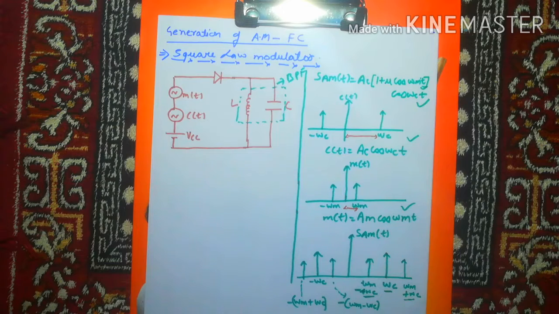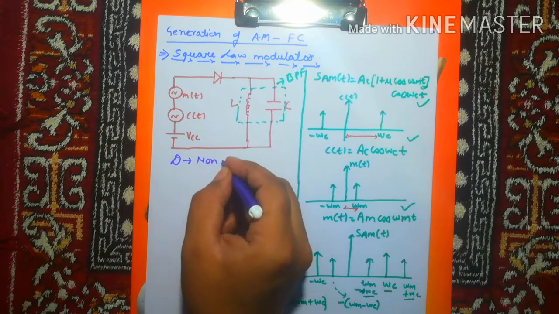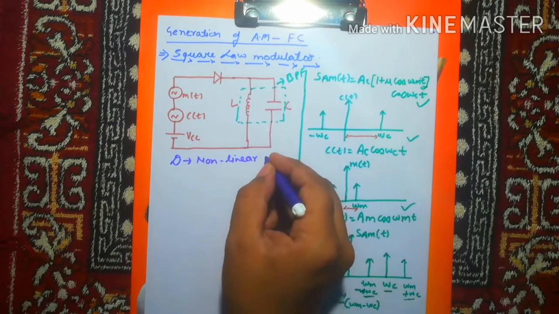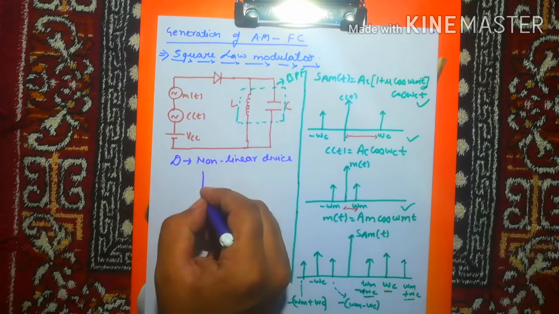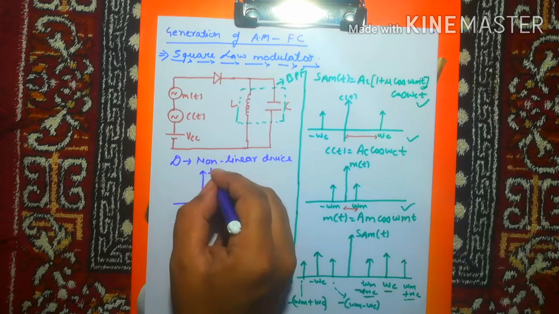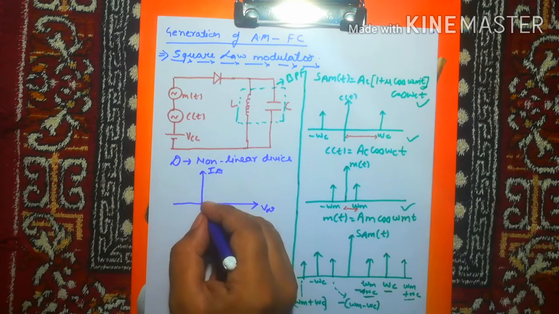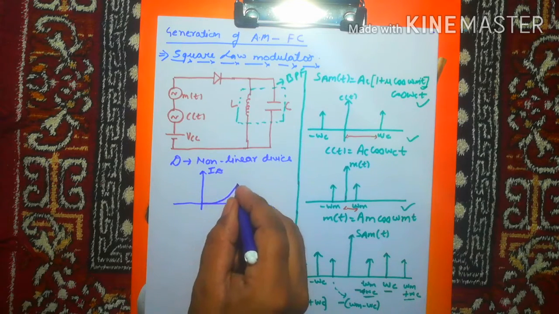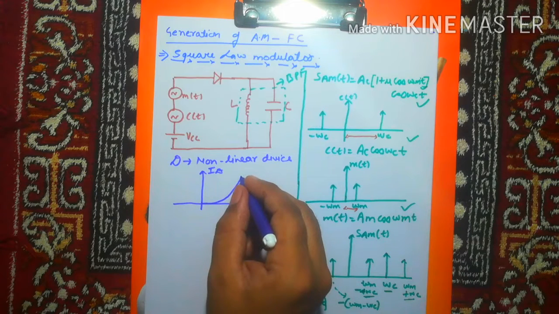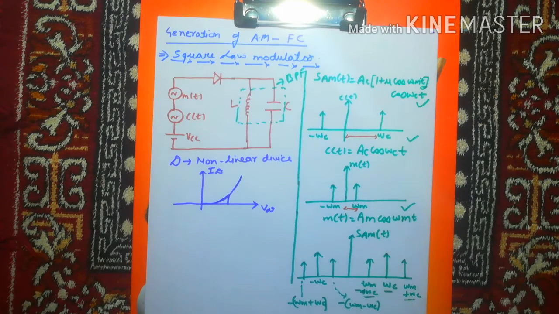Now this diode, as we all know, is a non-linear device. What are the characteristics of a diode? If I take this axis as ID and this axis as forward voltage, the characteristics of the diode are like this. If you go further, the characteristic tends to be linear, but if you come down here, the diode acts in a non-linear way.